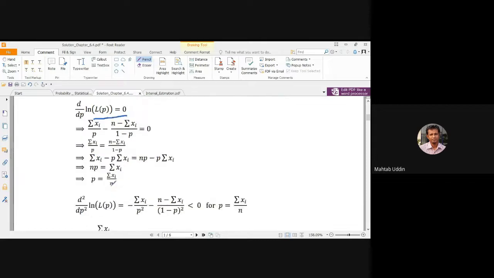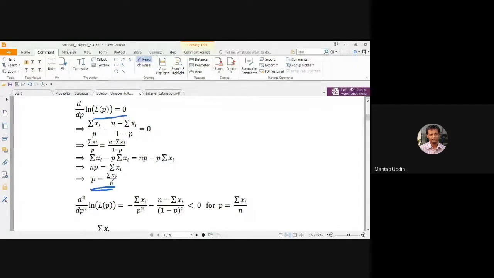After simplification, we get p equal to what? Sum of xi by n. P equals sum of xi by n.